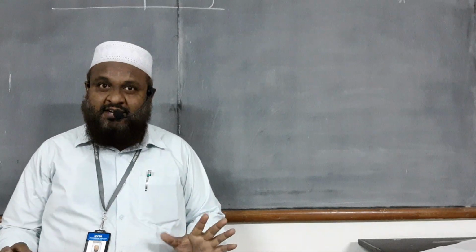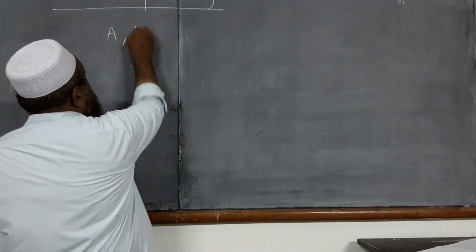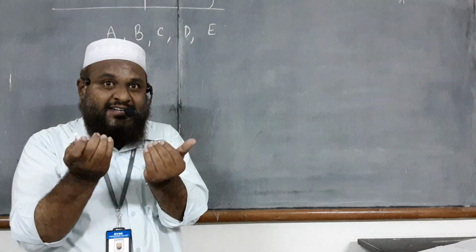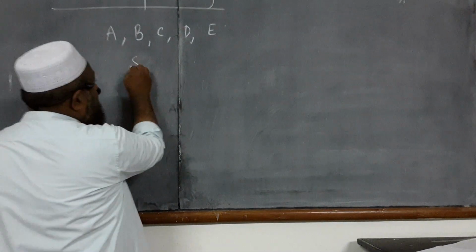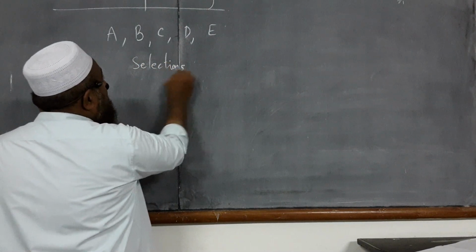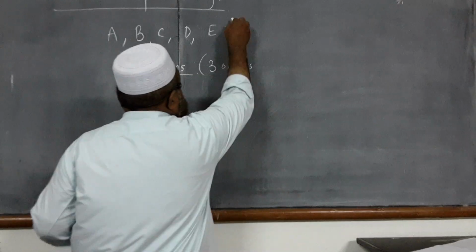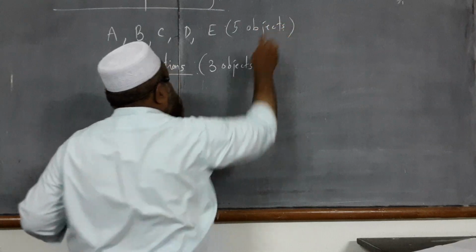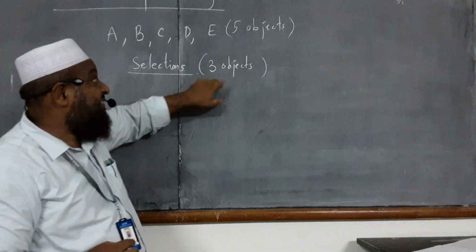Okay, suppose I say I have 5 objects A, B, C, D, E. And I want to select from these 3 objects. So we are talking about selections now. These selections of 3 objects from 5 objects. So what I am talking about, I want the selections of 3 objects from 5 objects.